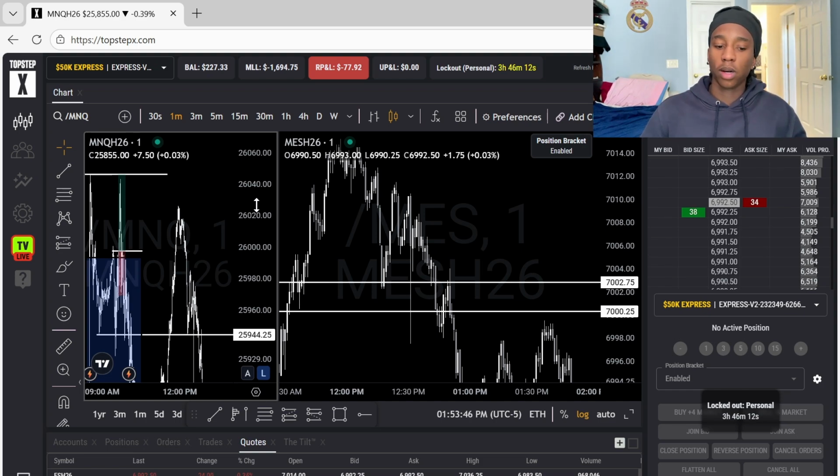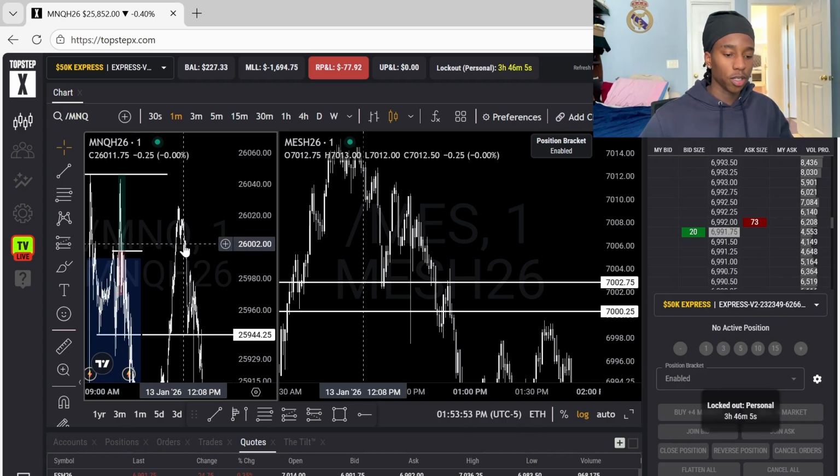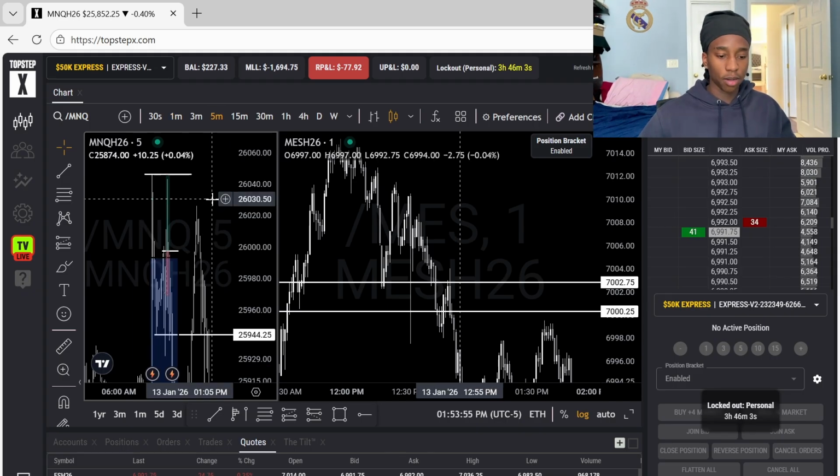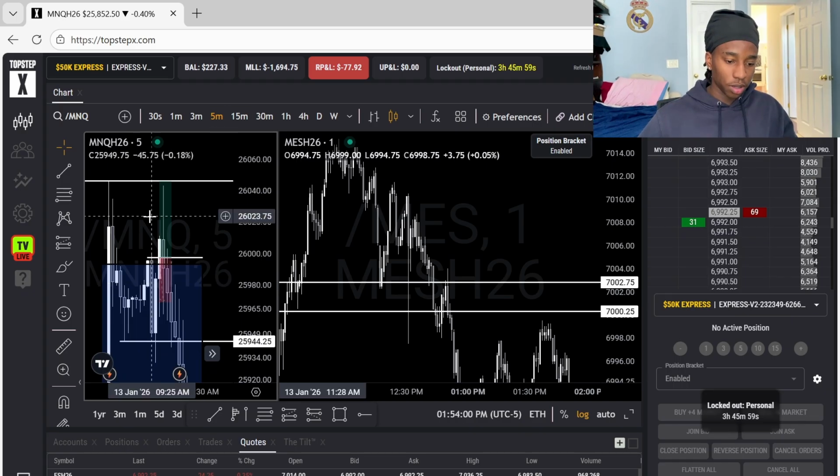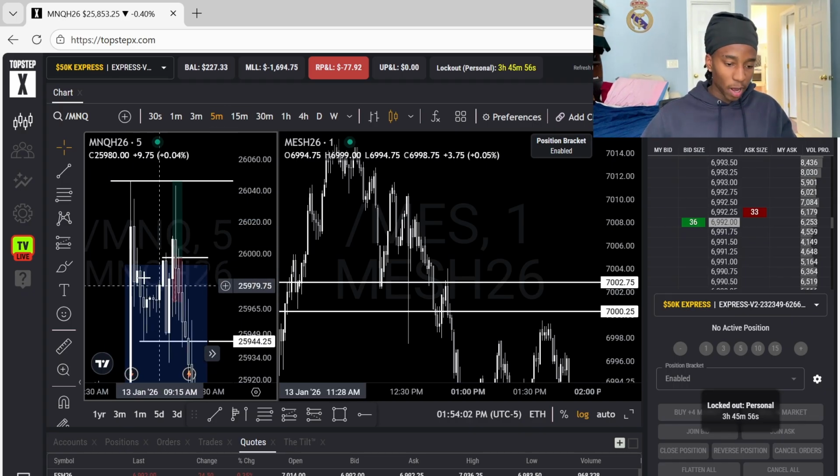Today I'm going to be doing a trade recap on how I lost about $77 trading the S&P 500 and Nasdaq. So let's get straight into it. The first trade I ended up taking was actually a long to data highs. As you can see, we actually had a nice little pullback.